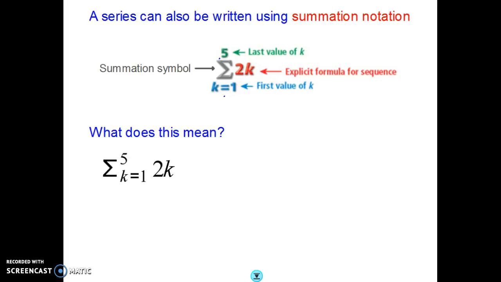And it will give us an explicit formula for finding each term. So in this case, the rule that they give us to find the first, second, third, fourth, and 5th term is just 2 times whatever k is.